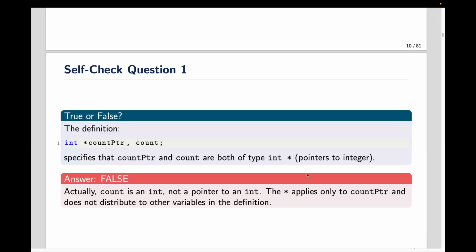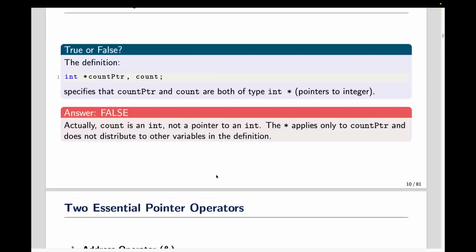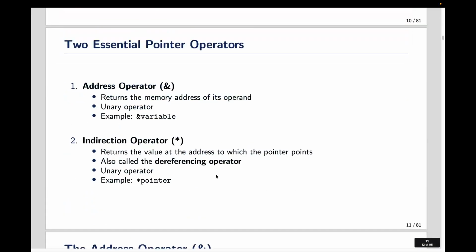The asterisk applies only to this countPtr. So whenever you want a pointer, you need to have an asterisk with that variable as well. Otherwise, if there is no asterisk, then it is not a pointer. Remember, this is something very, very important. Then two essential pointer operators, which we already talked about in detail.